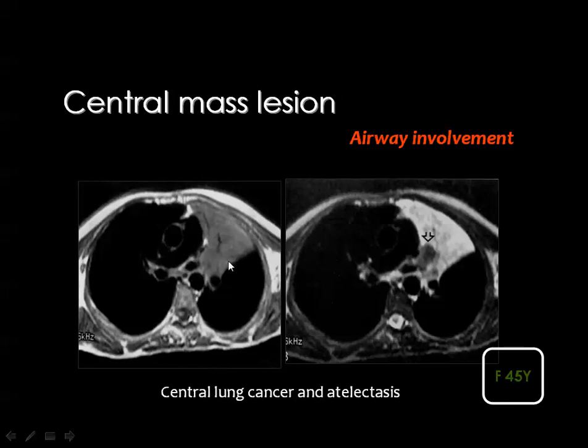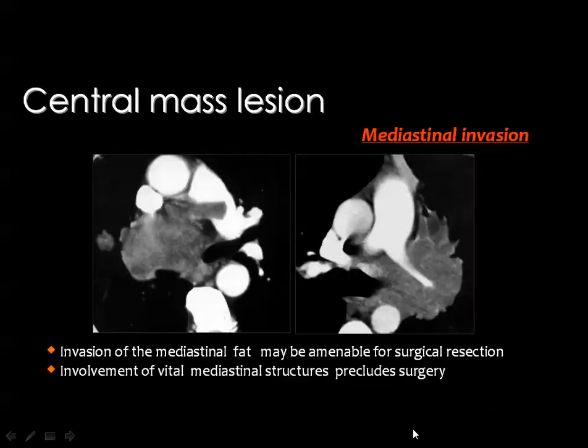The tumor and consolidation cannot be separated in the T1 weighted image, but in the T2 weighted image, because of the difference of the water content, consolidation contains more water than the tumor, of course. Then you can see the tumor of intermediate signal and the consolidation of very high signal, as you can appreciate. Then invasion of the mediastinal vessels will contraindicate surgery, of course.